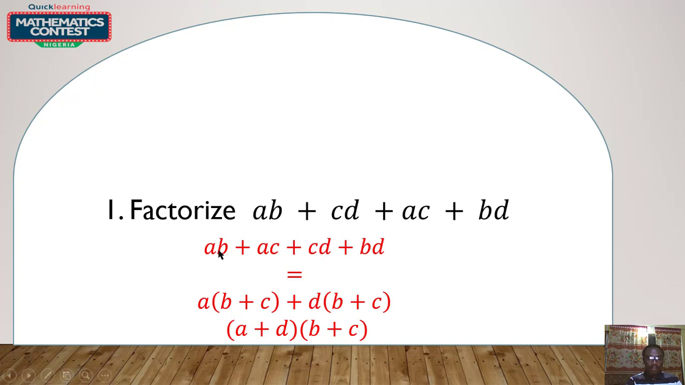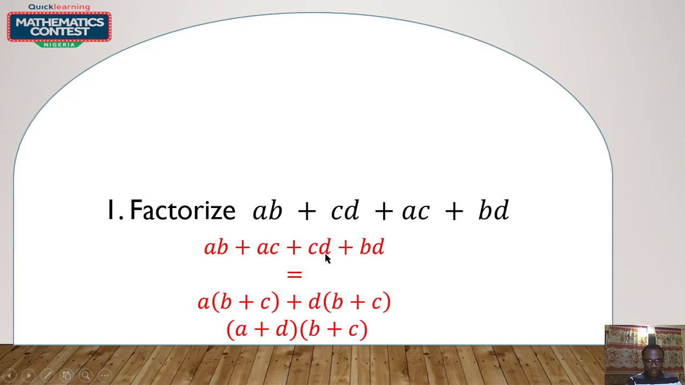Now I have A, B, and I have AC. If I group them together, it makes more sense. I have CD plus BD. Grouping them together makes more sense. So from this AB and AC, what is actually common is A. So what is left is B plus C. Now from this CD and BD, what is actually common is D. So what is left is B plus C as well.